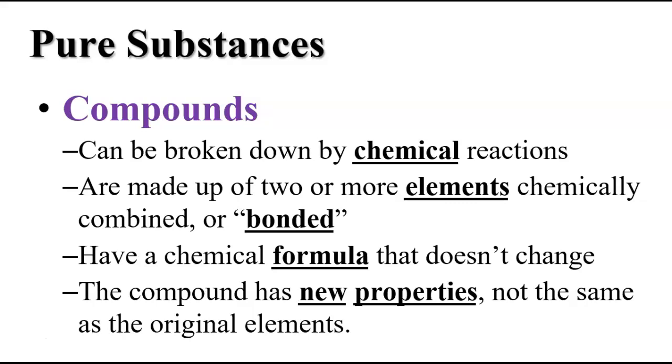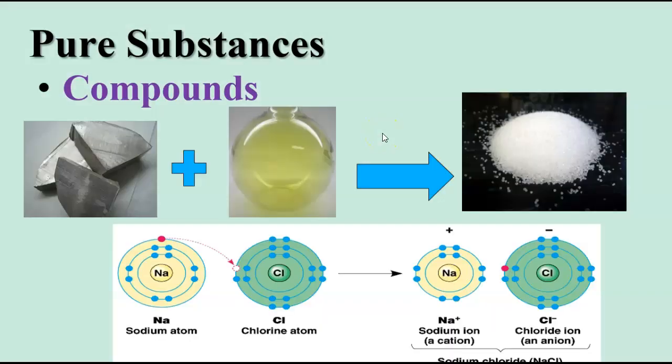And then the compound has new properties that are not the same as the original elements. I've got an example here on this next slide for you. Pure sodium is an alkali metal. It's got 1 valence electron. It's a very malleable, lustrous metal, which means soft and shiny. It blows up when you put it in water. It's just very volatile.